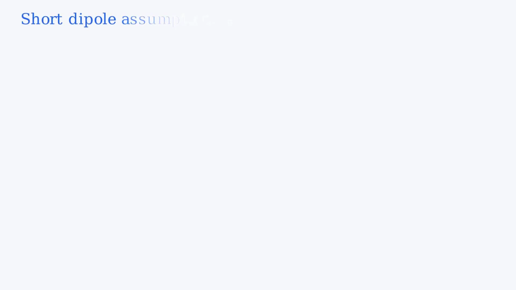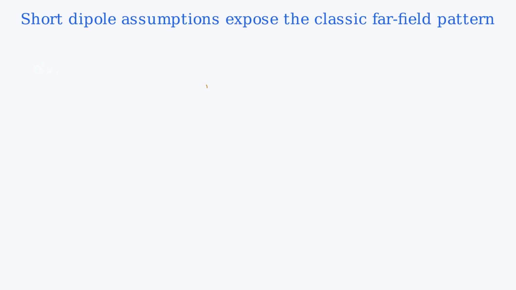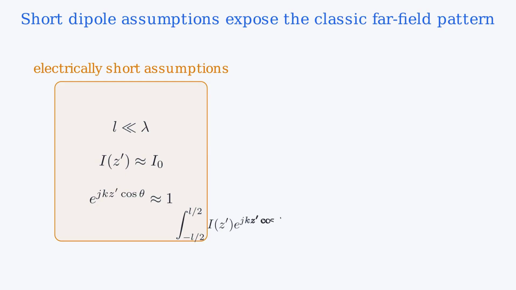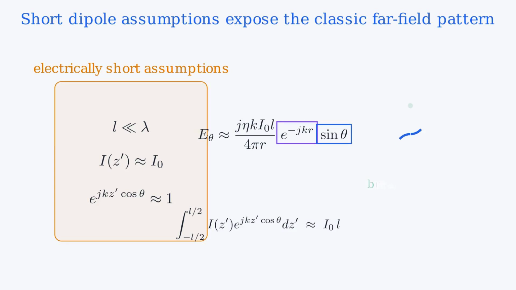For the electrically short dipole, we make one more simplification. The current is treated as approximately uniform over the short length, and the phase variation across that tiny wire is also mild. Then the integral reduces to I0 times L. After the usual field conversion, the far field becomes E theta proportional to e to the minus jkr over r times sine theta, with the strength factor j eta k I0 L over 4 pi.